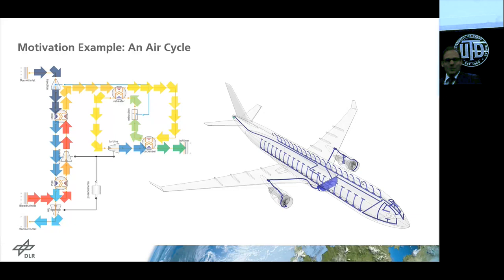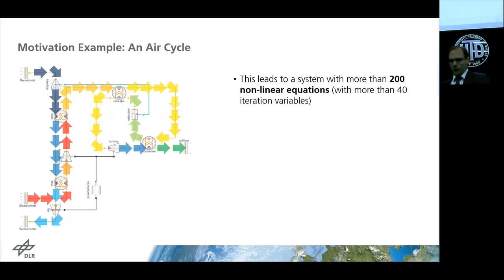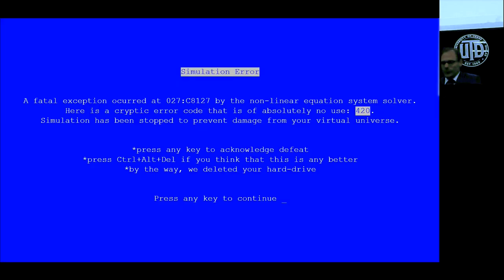So there's this nice thermodynamic process. There's a wonderful Modelica model you can build for that. If you build it together, you end up with a system of 200 nonlinear equations, and Daimler, for instance, gets it down to 40 iteration variables. So let us simulate that. Not again. Let's give it another try.